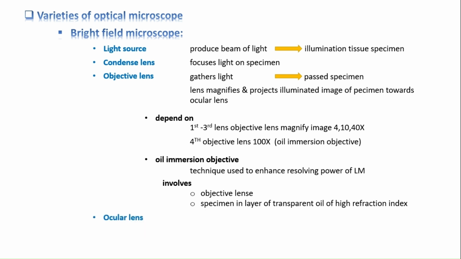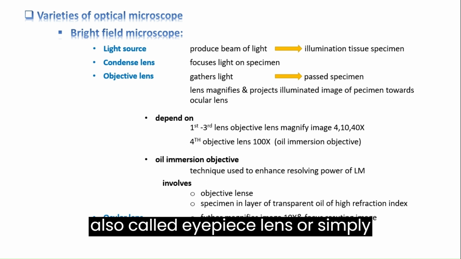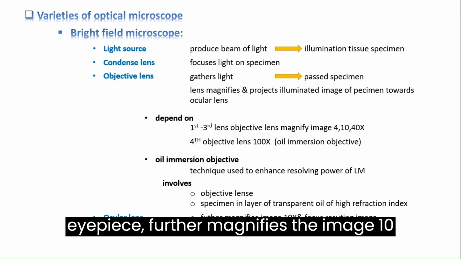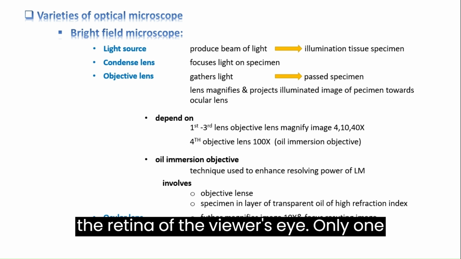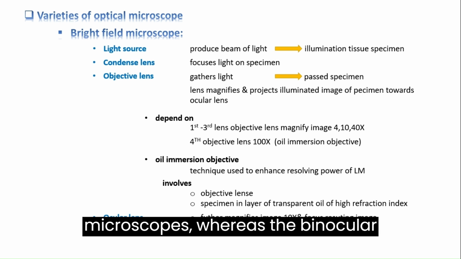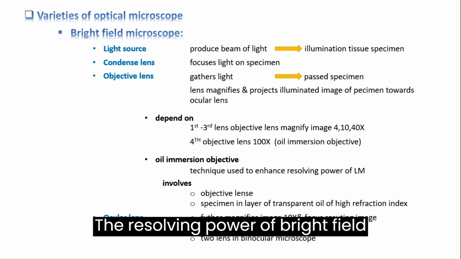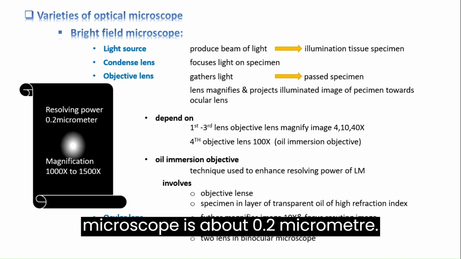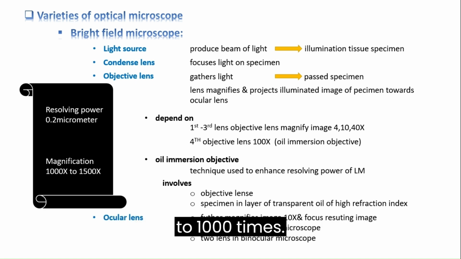refraction index. Ocular lens. The ocular lens, also called eyepiece lens or simply eyepiece, further magnifies the image 10 times and focuses the resulting image on the retina of the viewer's eye. Only one ocular lens is present in the monocular microscopes, whereas the binocular microscopes have 2 ocular lenses. The resolving power of bright field microscope is about 0.2 micrometer. It can magnify the images up to 1,000 times.